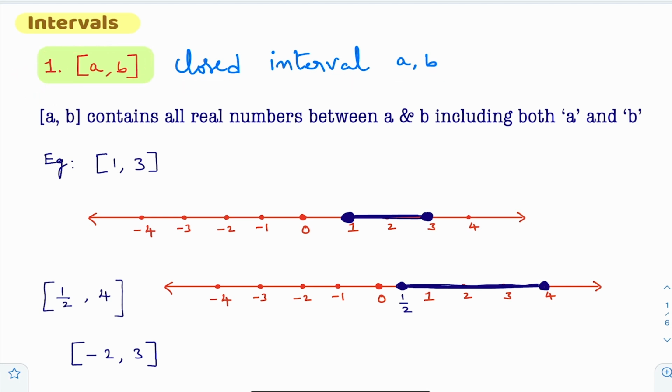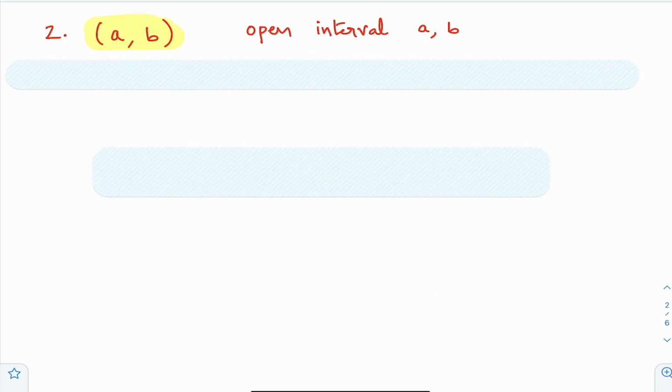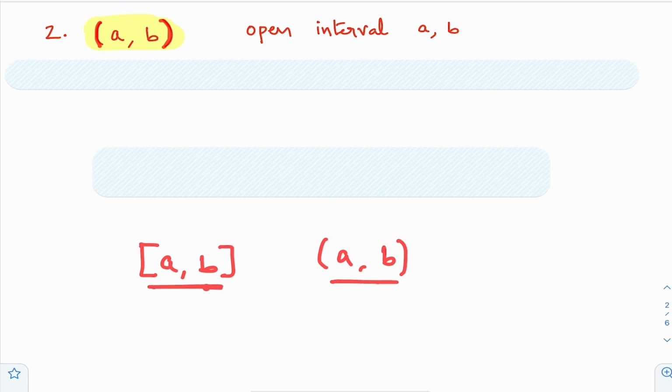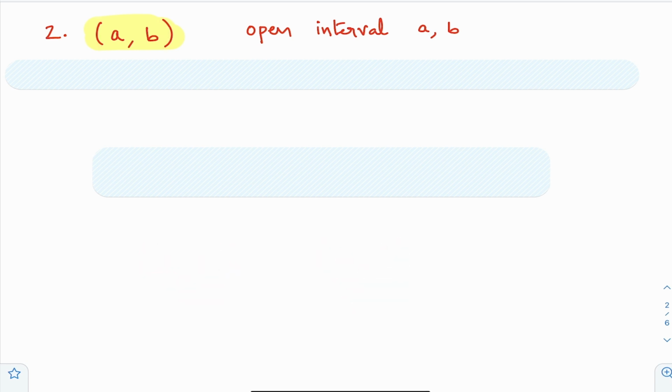Now we'll move to the second one. You observe the second one. What is this? This is the open interval a comma b. You observe the brackets. Whenever brackets are like this, we call it closed interval a comma b. Whenever brackets are like this, we call it open interval a comma b. I hope you are understanding the difference. This is closed interval a comma b. This is open interval a comma b. How do we read it?